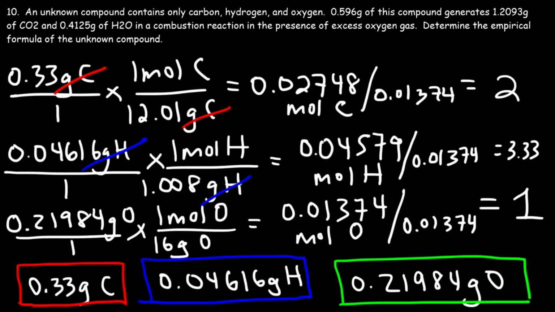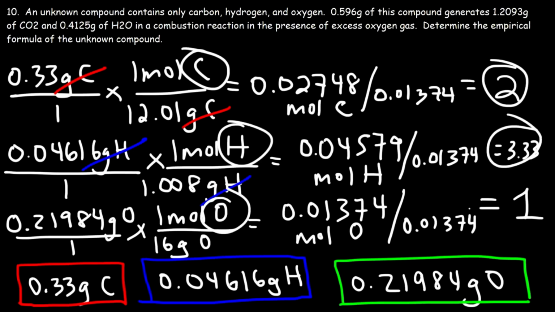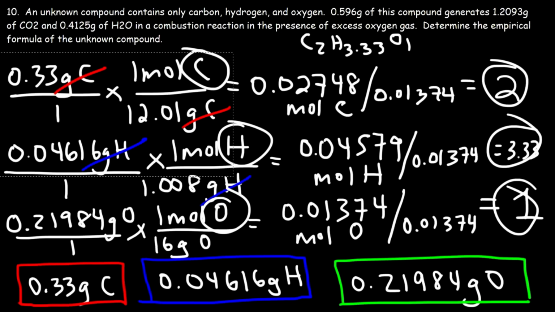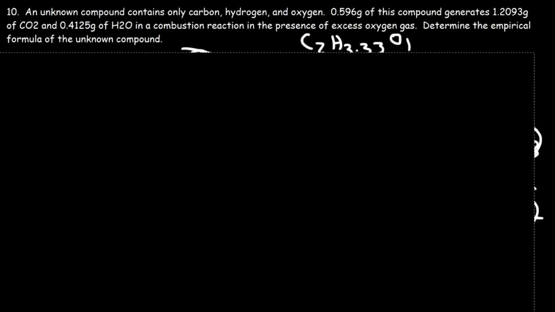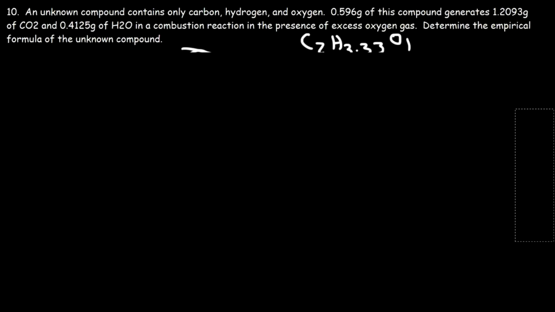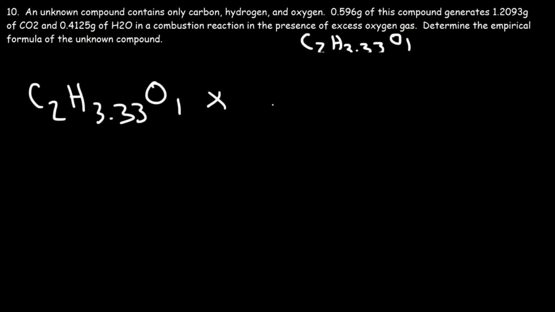So right now, this indicates that the formula is C2H3.33O1. So I'm going to write that here, C2H3.33O1. Now, of course, we're going to have to modify that a bit, but let's just erase this first. So we need to multiply the subscripts 2, 3.33, and 1 by something in order that all the three numbers are whole numbers. What shall we multiply it by? Now, with this example, you can probably see what it is.